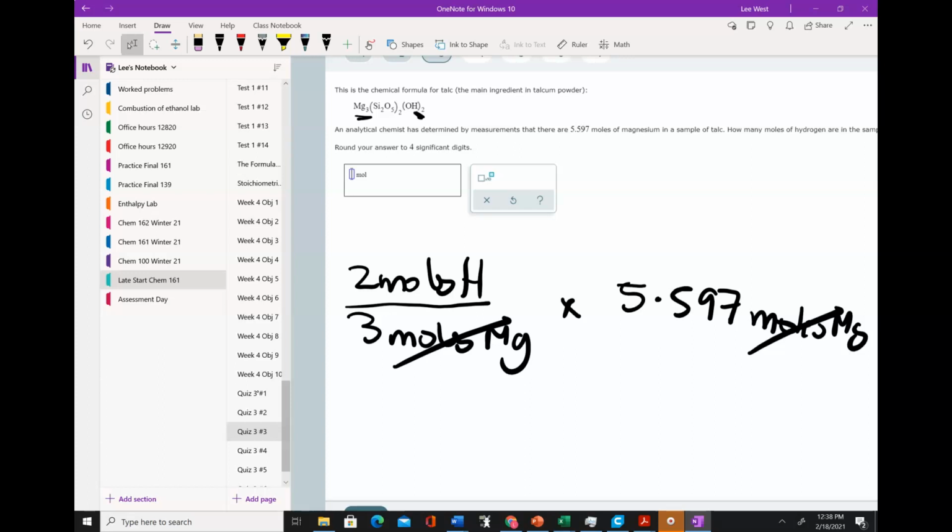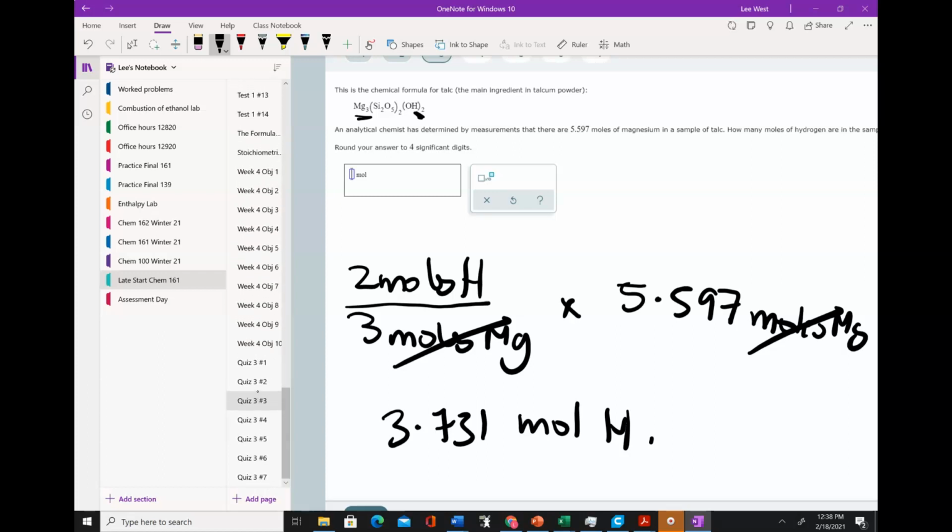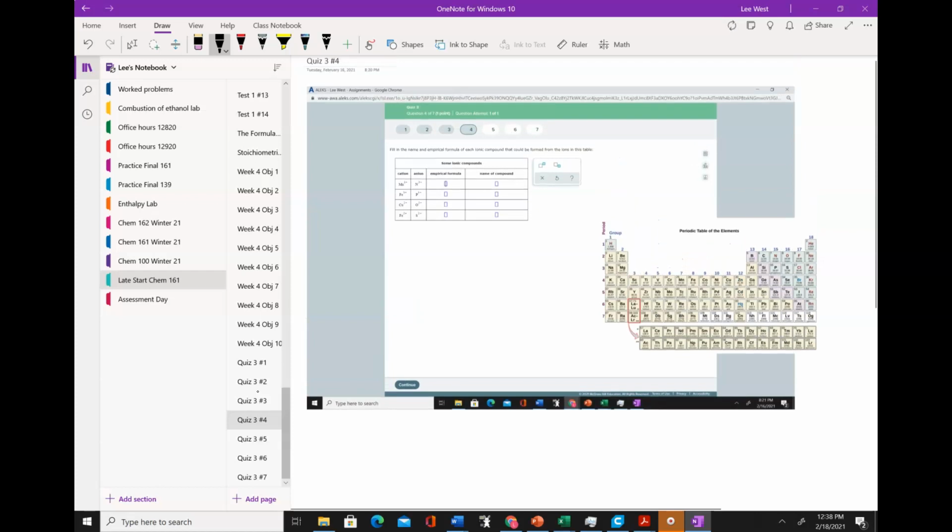And to 4 sig figs, 3.731 mole of hydrogen. You don't have to put the units there because they were given for you, weren't they? All right. Okay, number 4.